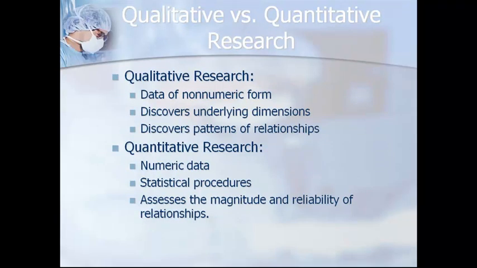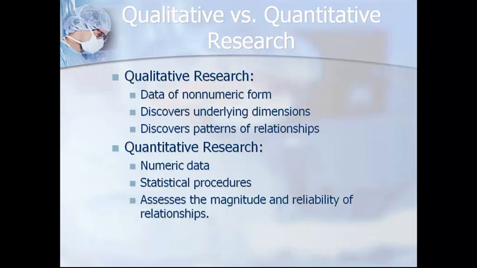There are 2 types of research designs used by nursing. Qualitative research is organizing and interpreting data of non-numeric form for the purpose of discovering underlying dimensions and patterns of relationships. So think about quality. Focus on discovery rather than verification. Focus on feel and experience. Interviewing is the main technique used. An example is, what is the nature of coping and adjustment after radical prostatectomy?